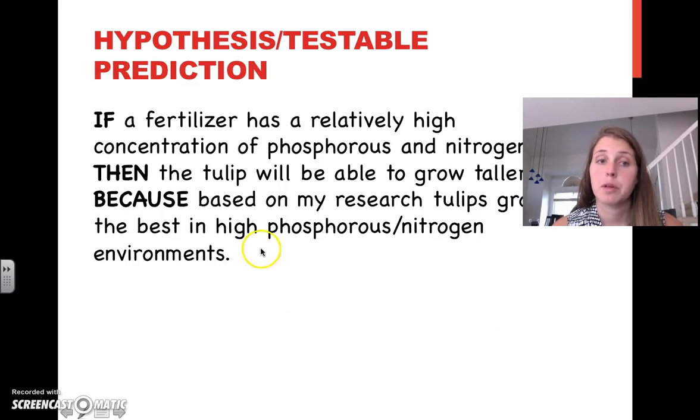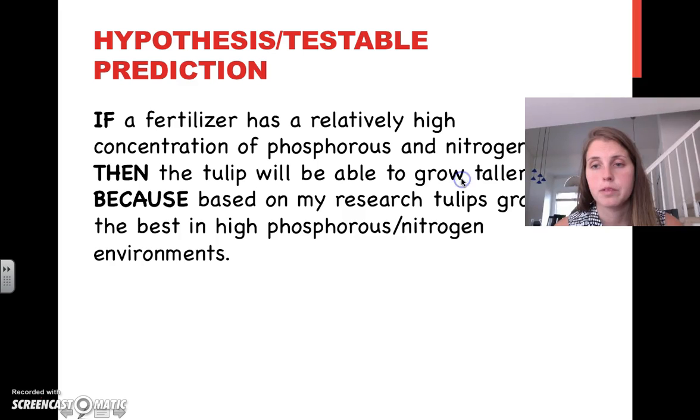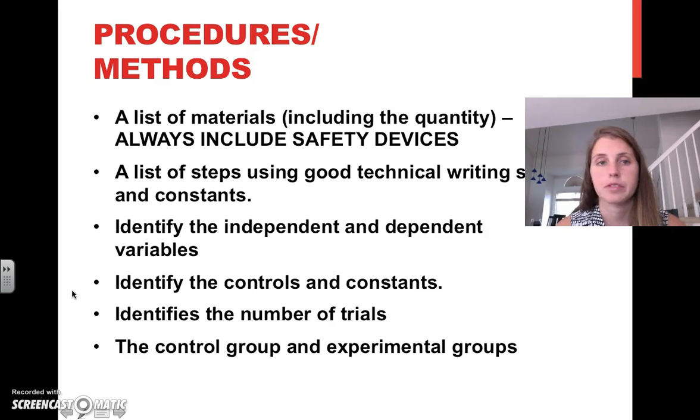So in my example, if a fertilizer has relatively high concentration of phosphorus and nitrogen, then the tulip will be able to grow taller, because based on my research, tulips grow the best in high phosphorus/nitrogen environments.